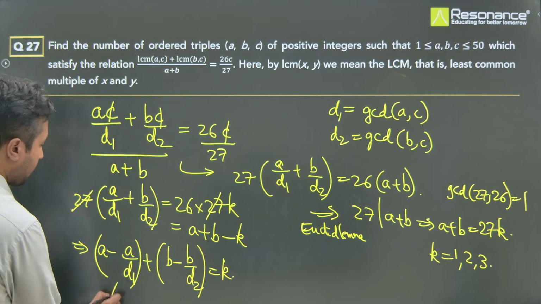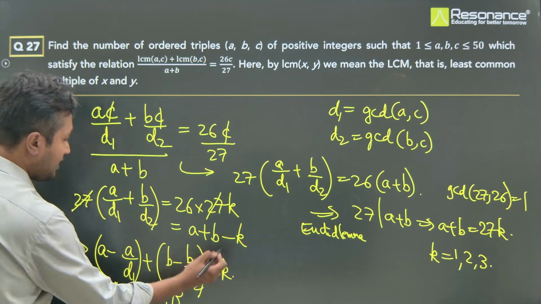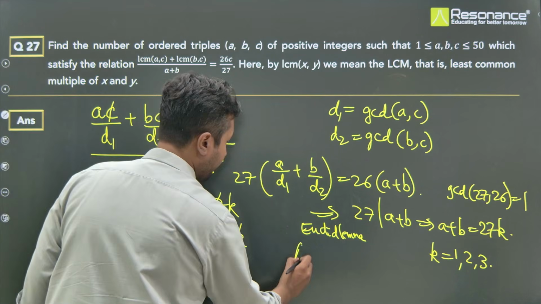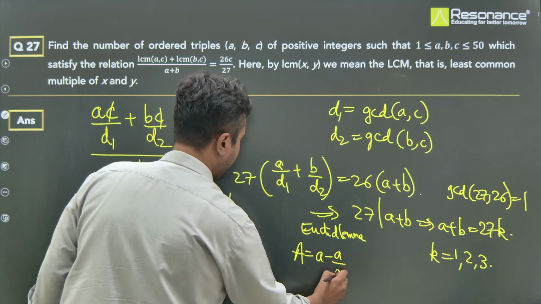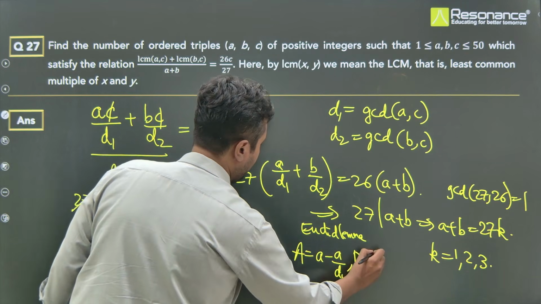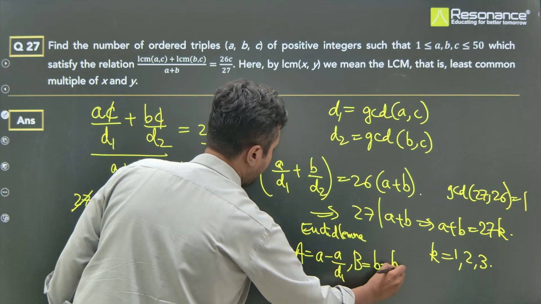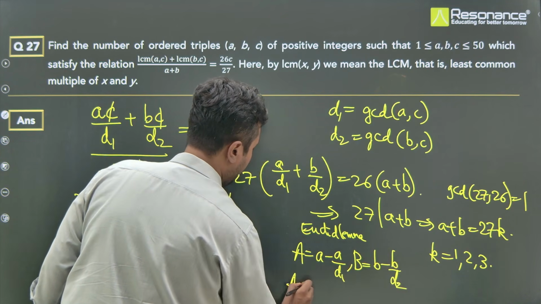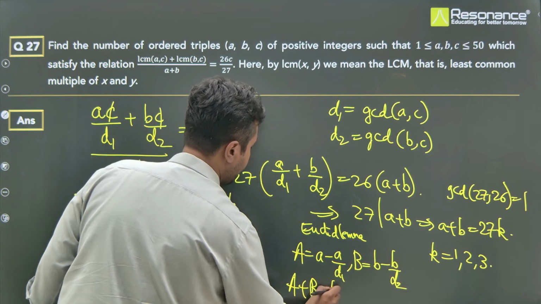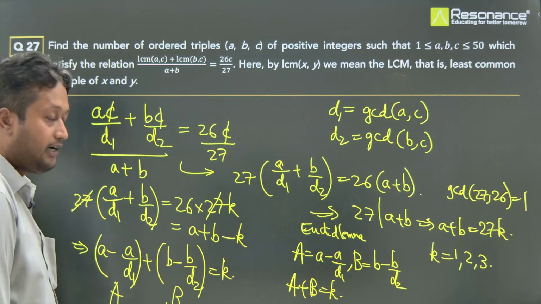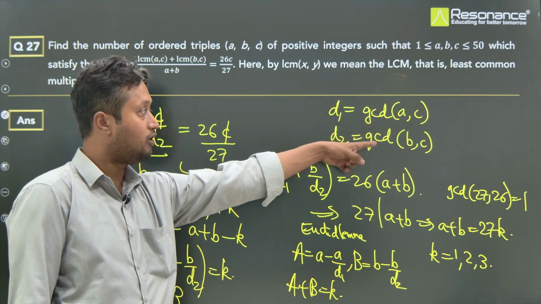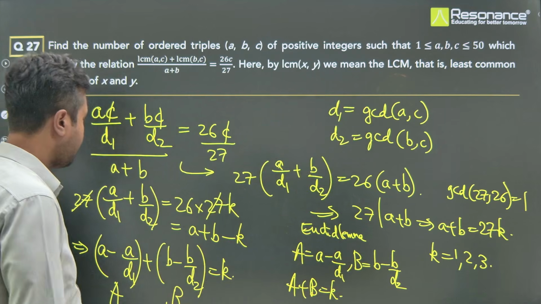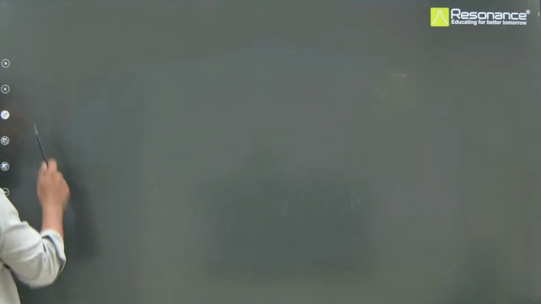Let's just call this number capital A, this number capital B. So what do we have? We have A equal to a minus a by d1, B equal to b minus b by d2, and A plus B is equal to k. And also d1 and d2 are really the GCDs of these things with c. Okay, let's do some case analysis.